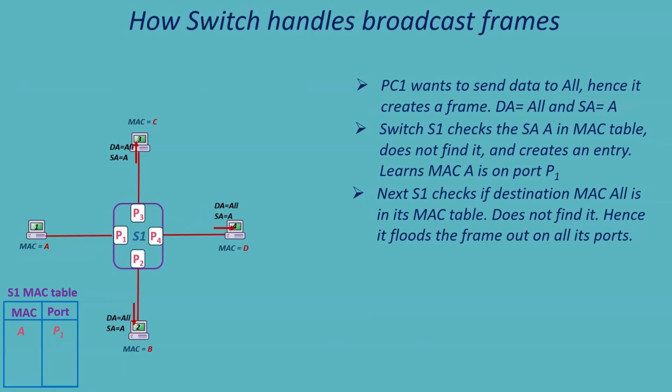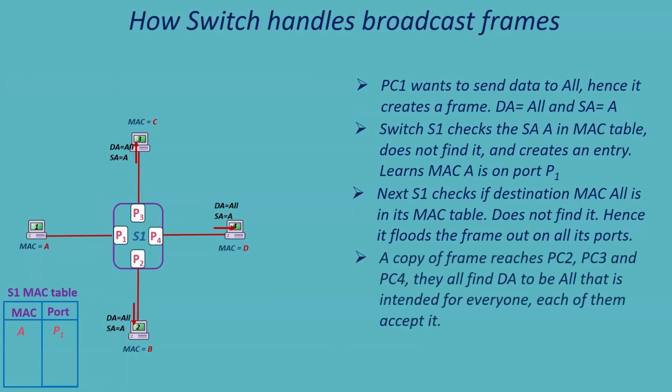So now when it has flooded this, a copy of the frame reaches PC2, 3, and 4. All check the destination MAC address of the frame and find it to be all. All is intended for everyone, and hence all of them accept it. L2 switch will always flood a broadcast frame.